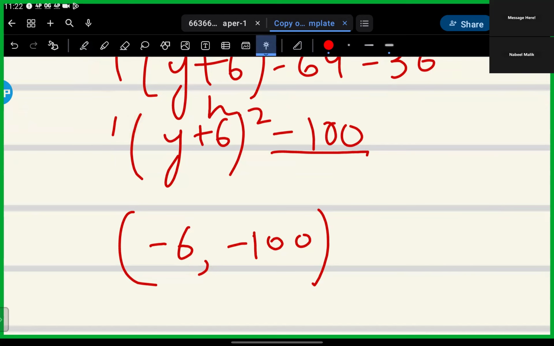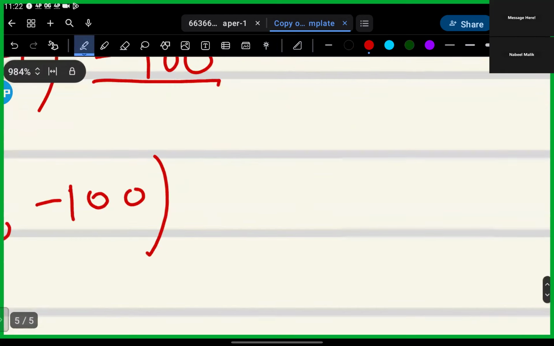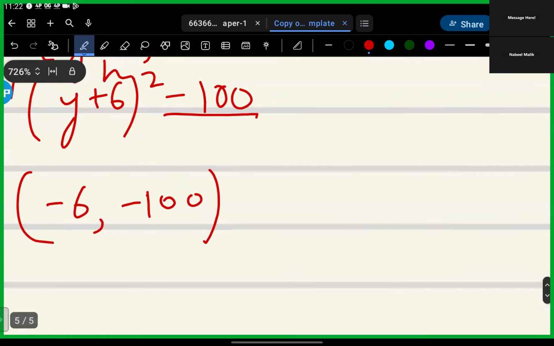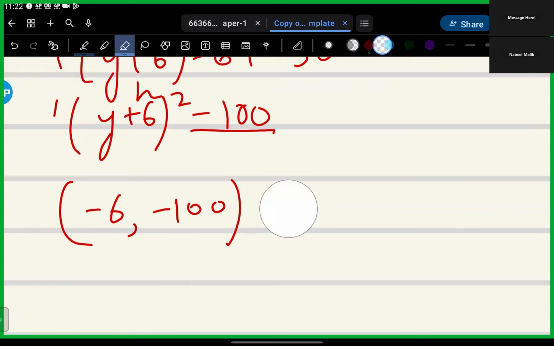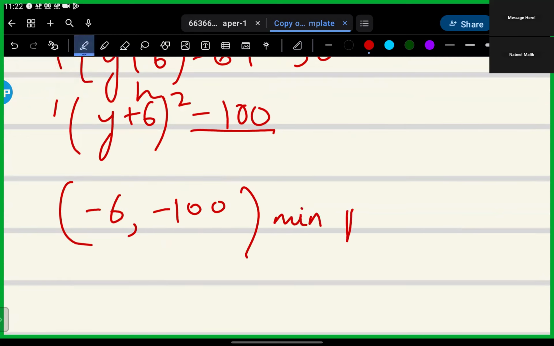So this is a minimum point. All right, so this is a minimum point.